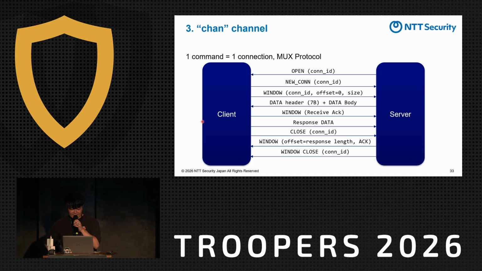This channel sequence diagram shows how the 5, 7, and 30-byte headers explained so far combine in actual command executions. The key principle is one command equals one connection. Each command establishes a new logical connection ID over the MX protocol. A typical sequence is open to the new connection, and window to advertise the receive window, and send data by data headers plus data bodies and windows, and response data, and close connections on each side and send window packet, and window close for final acknowledgement and teardown.